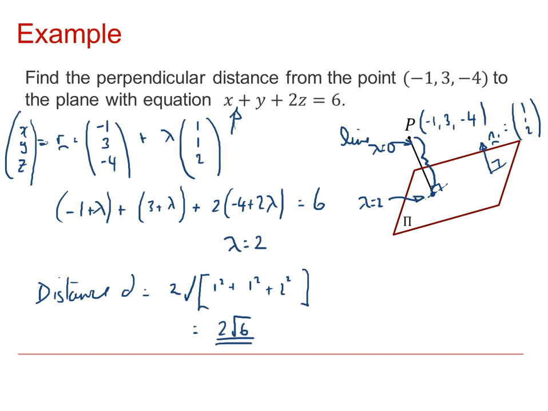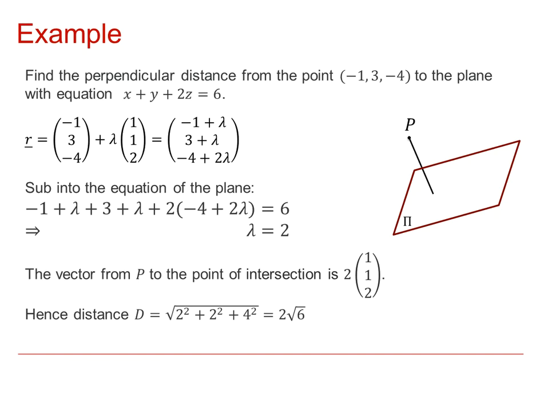The alternative to that would be to substitute the value of lambda into r, and that would give a point here which is 1, 5, and 0. And then we could find the vector from P to that point. So there are 2 different ways of working out the point at the base and the length of the line.